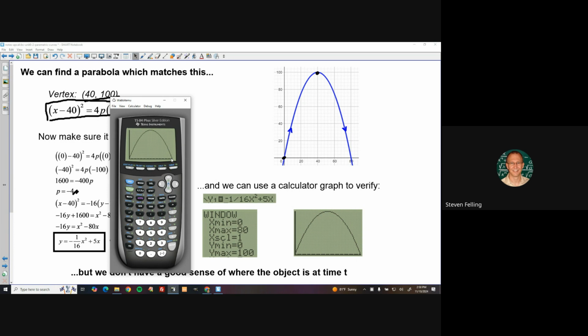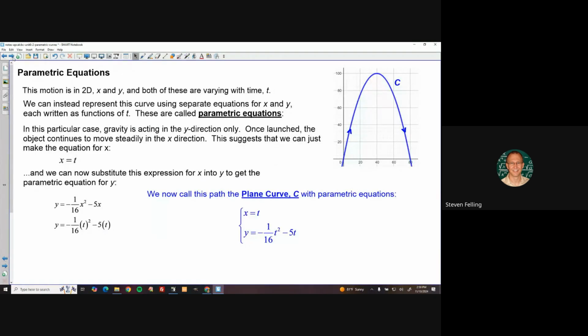Okay, now this is good to get a picture of the path of the object, but it doesn't really give us a good sense of where the object is at any particular time, right? So, maybe we could do better than that, and that's what we're going to study next. Since this motion is in 2D, we have x and y, but both of those quantities are varying with respect to a third variable, which is time in this case, t. And so instead of representing the curve as y as a function of x, we can change this to be x and y both as a function of this new variable called the parameter, which in this case is time.